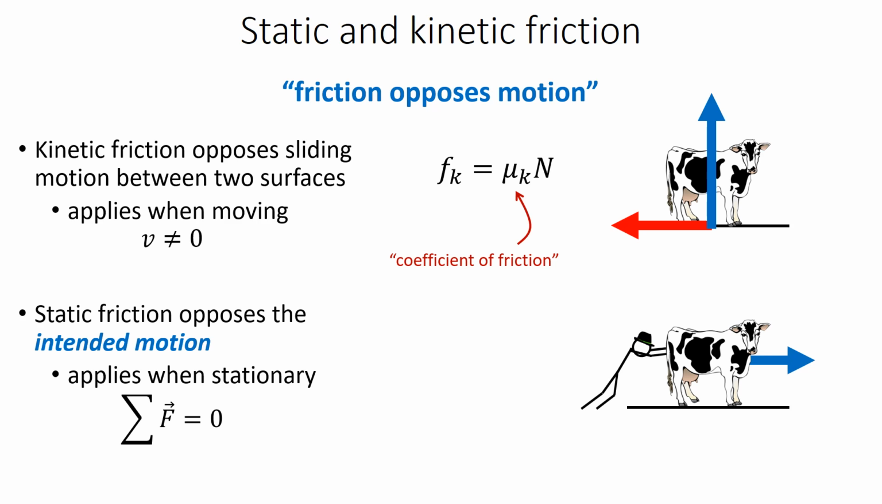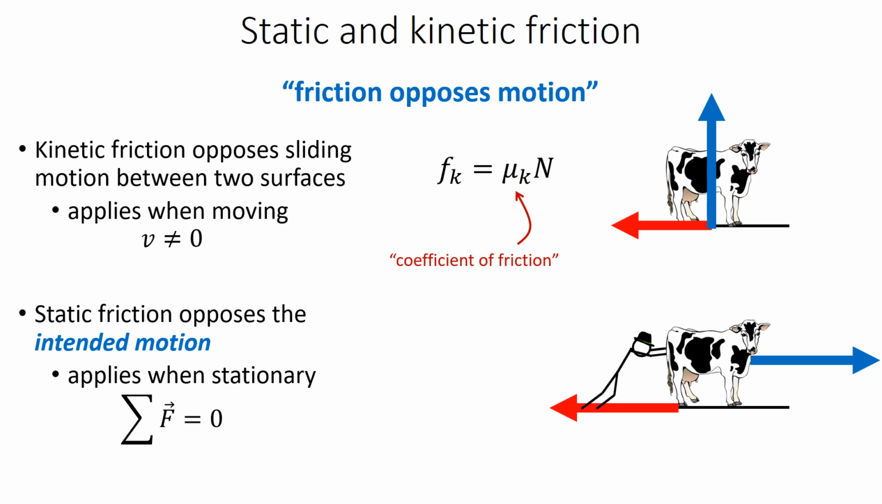So if you apply 100 newtons of force to the cow, but it doesn't move, static friction must also be 100 newtons. If you then double your efforts and still the cow isn't moving, static friction must also have doubled. The best rule for calculating static friction is that it will be whatever it needs to be in order to make the net force 0.